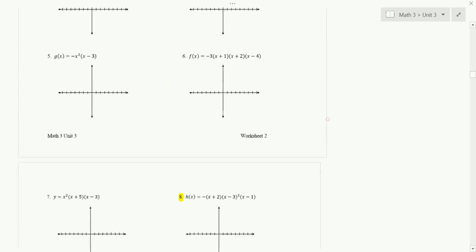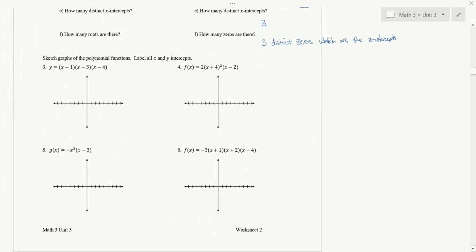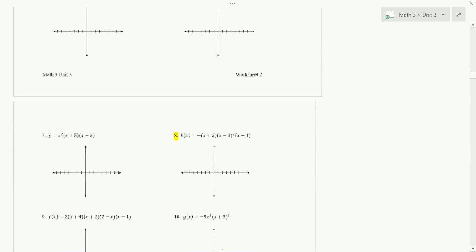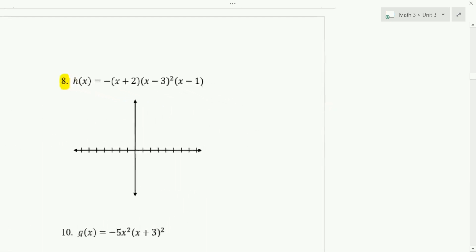Next, let's look at number 8. So the instructions here are to sketch the graph of the polynomial function and to label all x and y-intercepts. So there's a few things we want to do here. We want to find our x-intercepts. Those are important for graphing. So I'll go after that first. Because this is factored, we set h of x equal to 0 and solve, and so we end up taking each factor and setting it equal to 0.